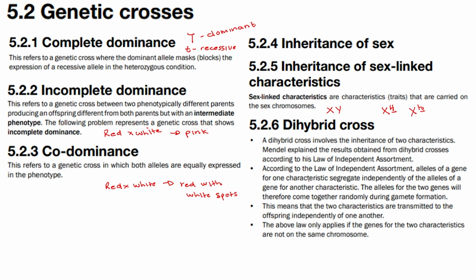More simply, this says that one characteristic is not dependent on another. This means that the two characteristics are transmitted to the offspring independently of one another. The above law applies if the genes of the two characteristics are not on the same chromosome. This means that if the genes for hair color and eye color are on the same chromosome, they could be inherited together. Therefore, they would be dependent on one another.